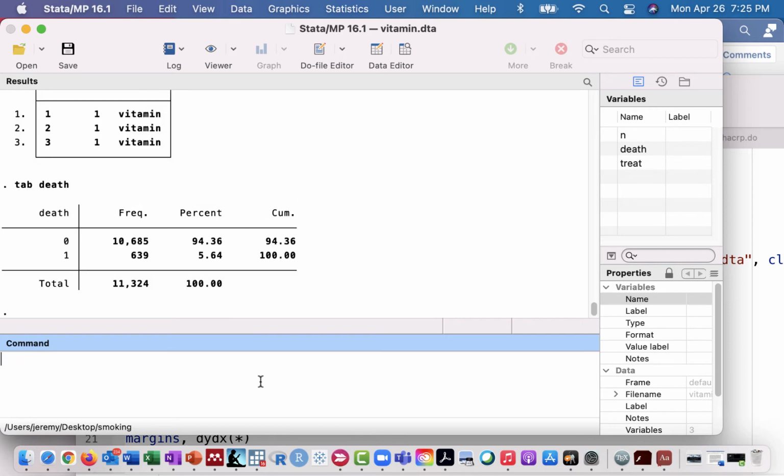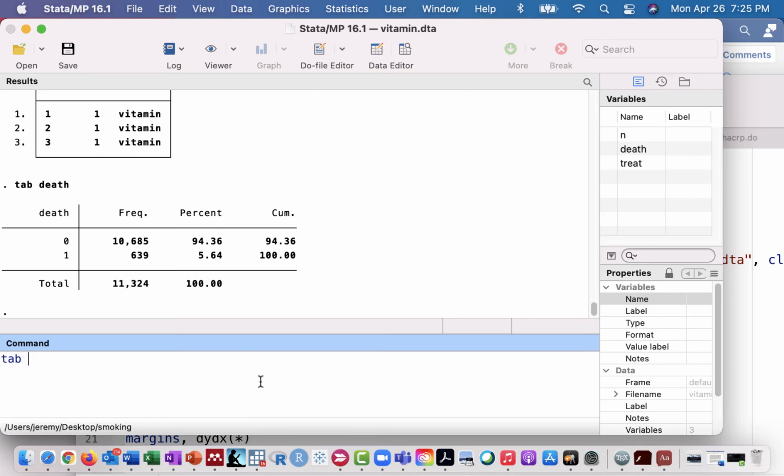Let's look at tab death. So how many people died? Death equals 1, yes, died. Death equals 0, no, lived. So overall, there were 11,324 people in the study. 639 died, and 10,685 lived.